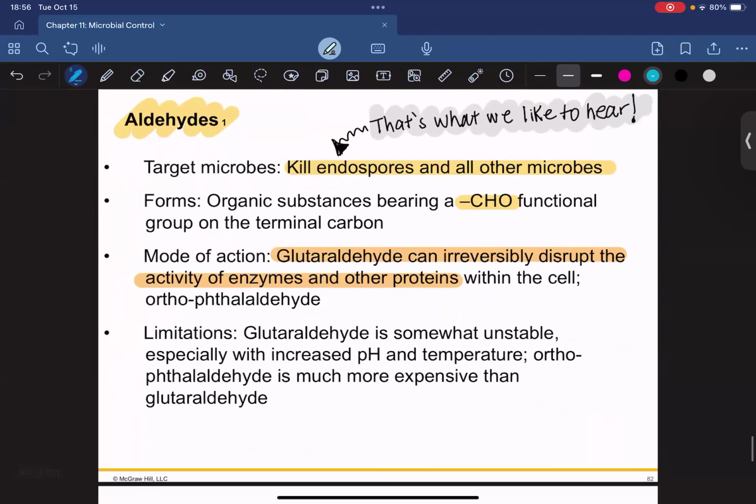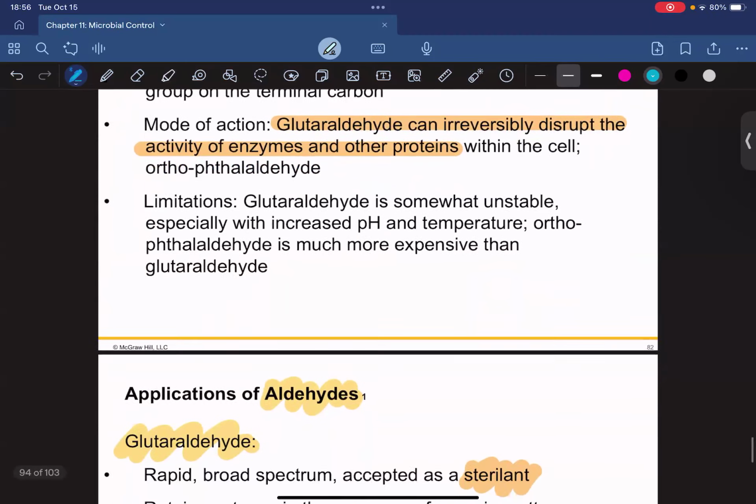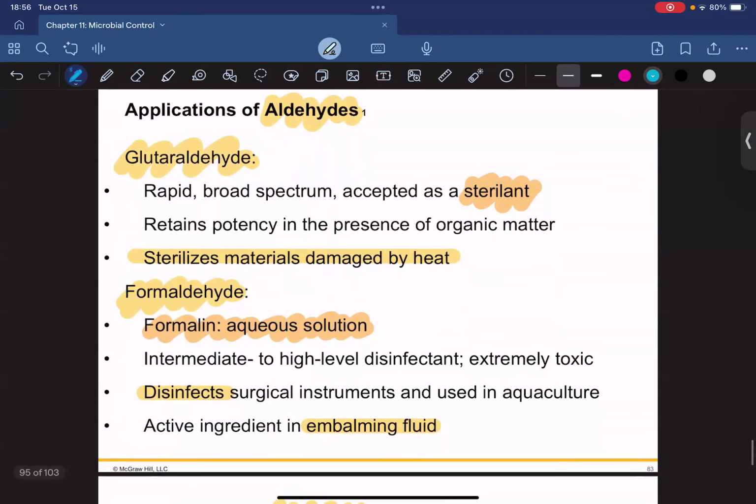Next are the aldehydes. They can kill endospores, finally, and other microbes. Yes, they can potentially sterilize. The CHO group is what dictates what is an aldehyde. Glutaraldehyde is one of these, so it's an aldehyde that can be sterilizing. We also have orthophthalaldehyde. It's just there at the end of the sentence. I don't know why, but it is. But it's very expensive. So let's go through them.